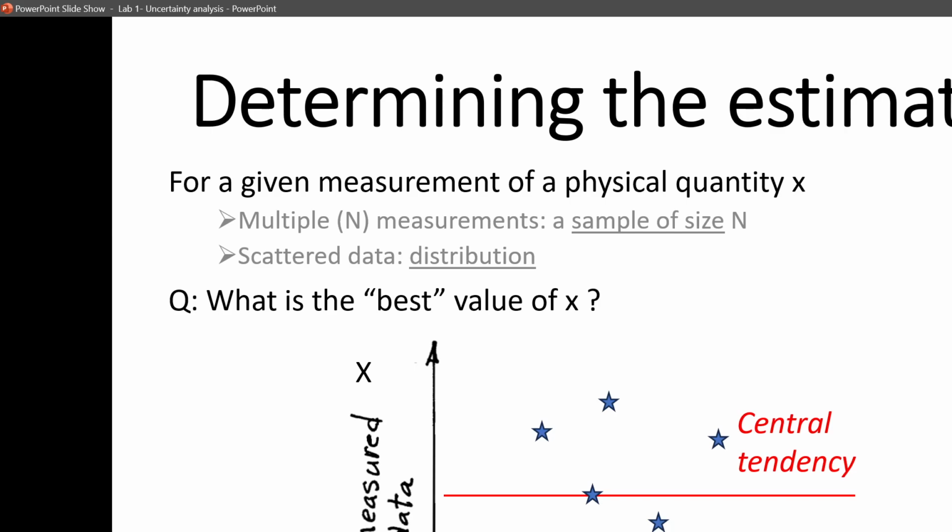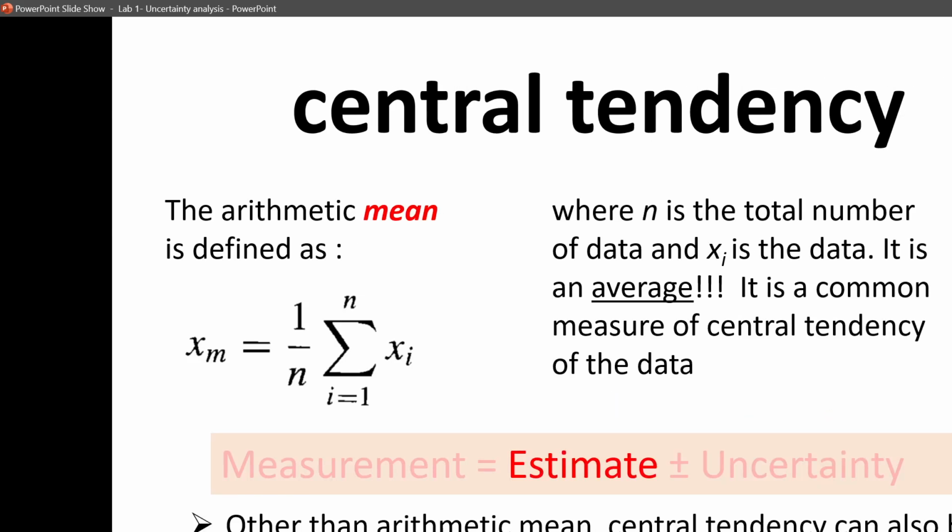And how do we measure the central tendency of the data? In most cases, for our purpose, we usually use the arithmetic mean. Essentially, you take all the data you have, average it, right? The arithmetic mean is the value of your estimate. So let's say you do 30 measurements, your estimate is going to be the arithmetic mean of your measurements.